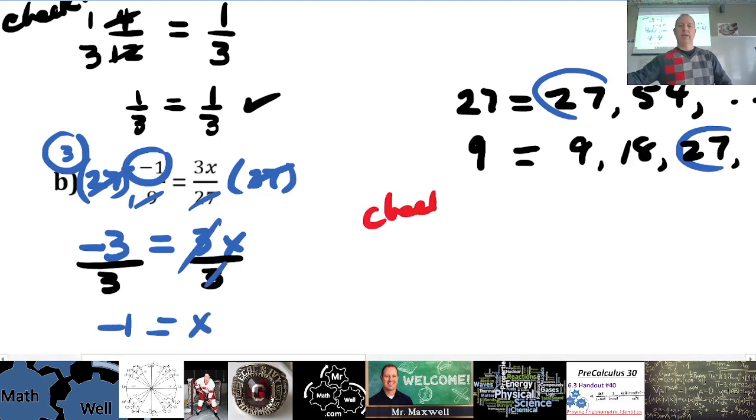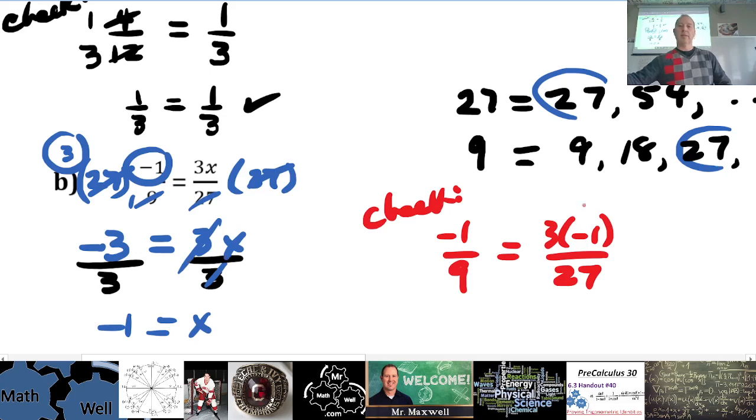And a quick check here will look like this. -1 over 9 equals 3 times -1 over 27. Well, 3 times -1 is -3. And when you simplify this, that's -1 over 9. So -1 over 9 equals -1 over 9. That's our answer.